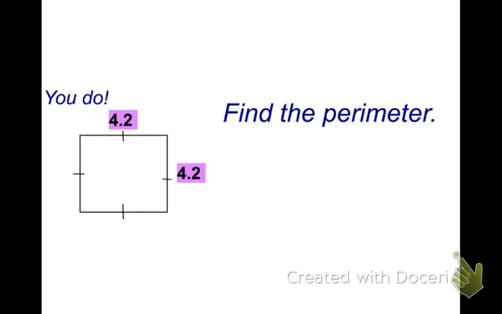Notice in this one we have a very special rectangle, a square. All four sides are the same length, 4 2/10. Pause the video and find the perimeter of this square.